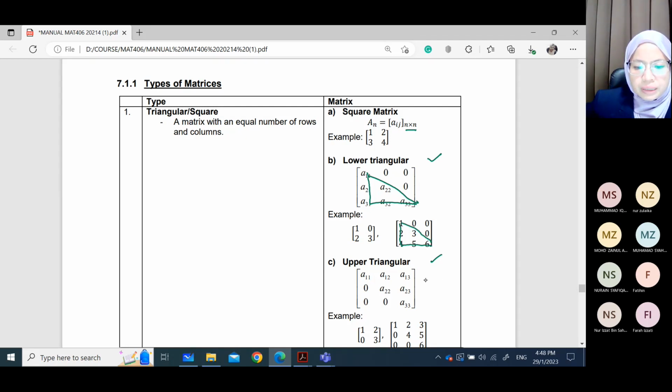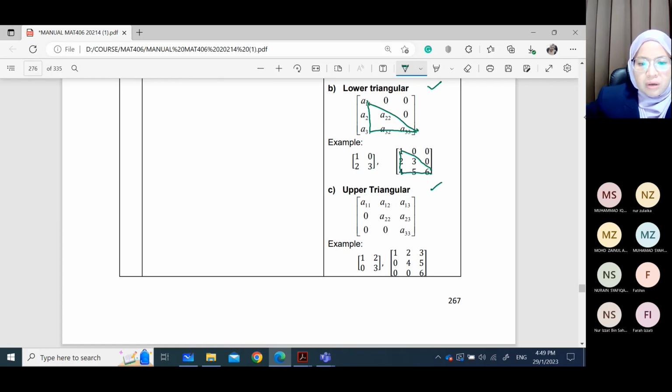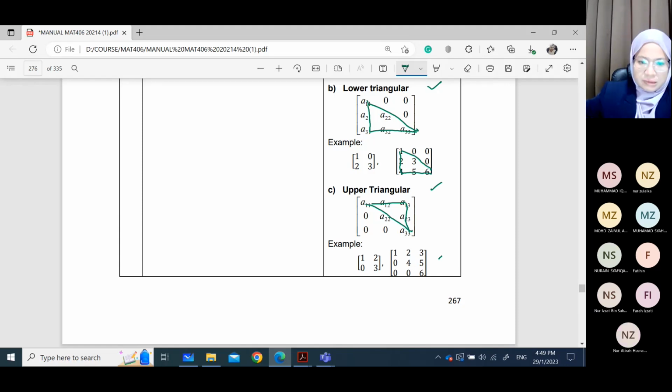And we also have upper triangular. So bila upper triangular, dia punya element ataupun entry dia adalah seperti ini. A11, A12, A13, so 0, okay, in the second row, we have 0, A22, A23. And for the third row, we have 0, 0, A33. Okay, so kalau kita tengok entry dia ataupun number dia berada pada bahagian atas, segitiga di atas. So ini kita panggil sebagai upper triangular. Antara contoh dia lah yang ni lah. 1, 2, 3, 0, 4, 5 and 0, 0, 6.